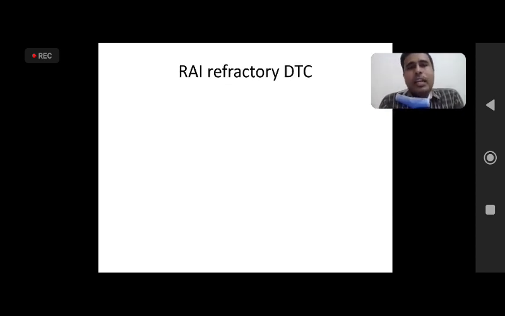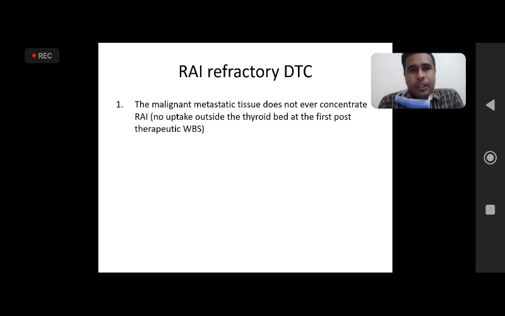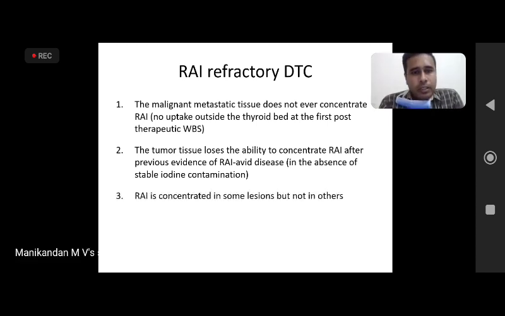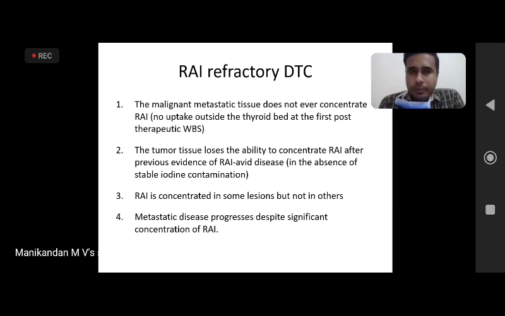So what is RAI refractory DTC? The first criterion considered as RAI refractory is that the malignant metastatic tissue does not ever concentrate radioactive iodine, that is, no uptake outside the thyroid bed at the first post-therapeutic whole body scan. The second scenario is the tumor tissue loses the ability to concentrate RAI after previous evidence of RAI-avid disease. The third scenario is RAI is concentrated in some lesions but not in others. The fourth one is metastatic disease progresses despite significant concentration of radioactive iodine.